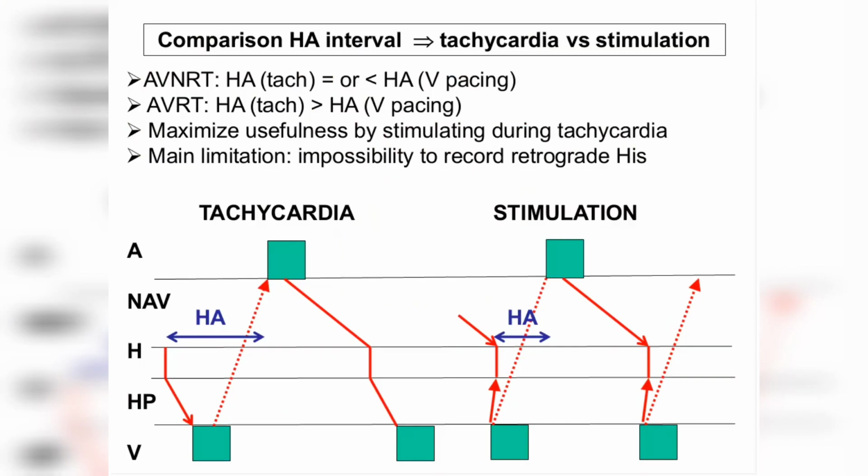Now, another interesting maneuver is to compare the HA interval during tachycardia and again the HA interval during ventricular stimulation. The intellectual content of this maneuver is represented in this schematic figure here. This represents what will be the finding expected in an accessory pathway-mediated tachycardia.